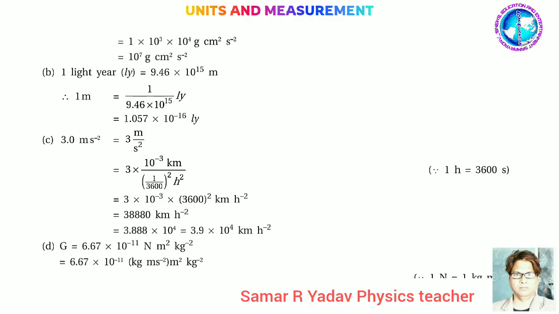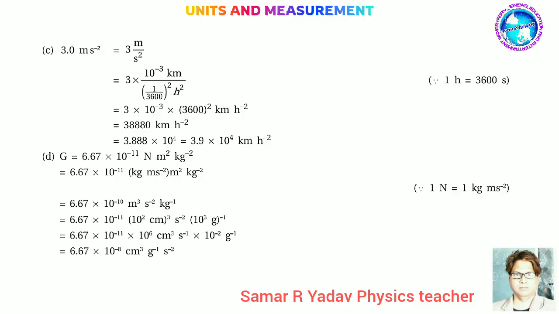C: 3 meter per second square is equal to 3 into 10 power minus 3 kilometer upon [1 upon 3600] whole square hour square, which is equal to 3 into 10 power minus 3 into [3600] square kilometer per hour square, which is equal to 38880 kilometer per hour square, which is equal to 3.888 into 10 power 4, which is equal to 3.9 into 10 power 4 kilometer per hour square.